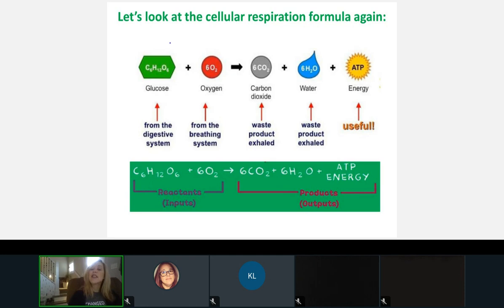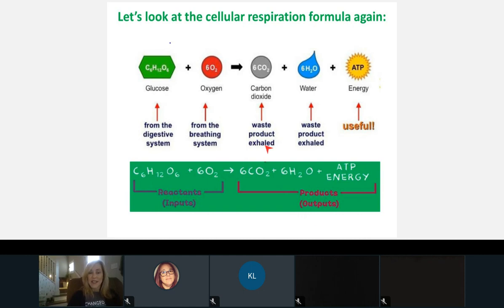Yeah, so we take in glucose and we breathe in oxygen, and we put out carbon dioxide. It's the very opposite of what we're going to talk about in photosynthesis. All right, in photosynthesis, they give off oxygen and they need that carbon dioxide. So it's kind of like a perfect match.